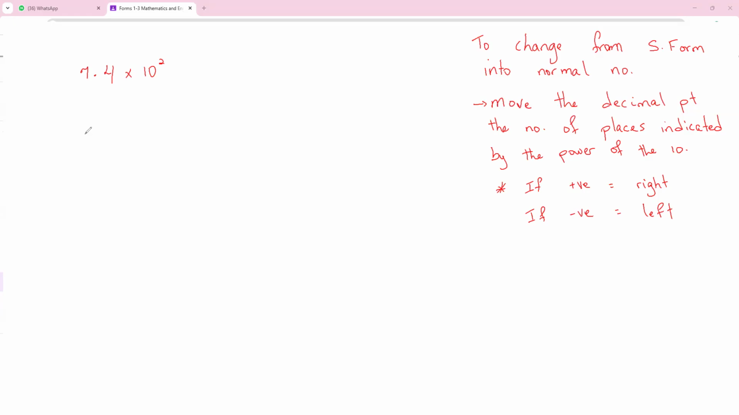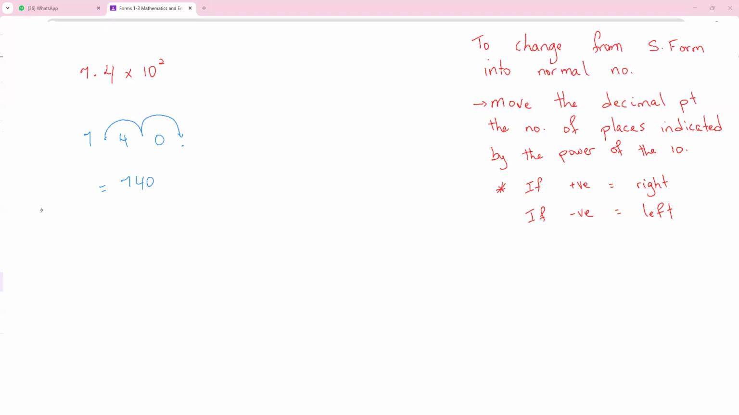So for this one, we have 2. If there's no sign, we understand that it's positive. So we're going to move the decimal point 2 places right. 1, 2. Where you land, you put your point, and every hump, we fill it with a 0. So that would be 740. And that's it.